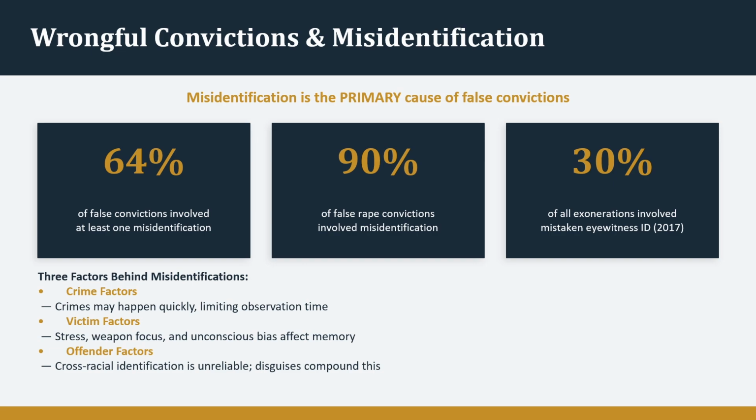Cross-racial identification is particularly unreliable. People are consistently worse at accurately identifying faces of a race different from their own. Perpetrators may also take steps to disguise distinguishing features, commit crimes in darkness, or work in groups in ways that divide the witness's attention. And then there's memory.